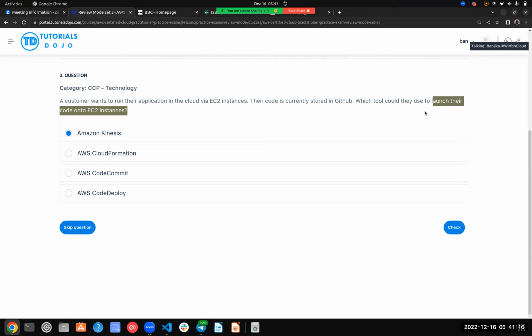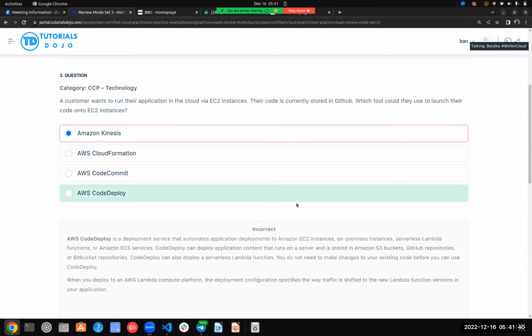Okay, that's okay. So remember, their code is currently stored in GitHub, but the question is asking which tool they use to launch. The key thing is to launch, right? Okay, so I have different answers. Since it's all one-one, I'll just leave it there. But let's see what is correct. So it's actually CodeDeploy.